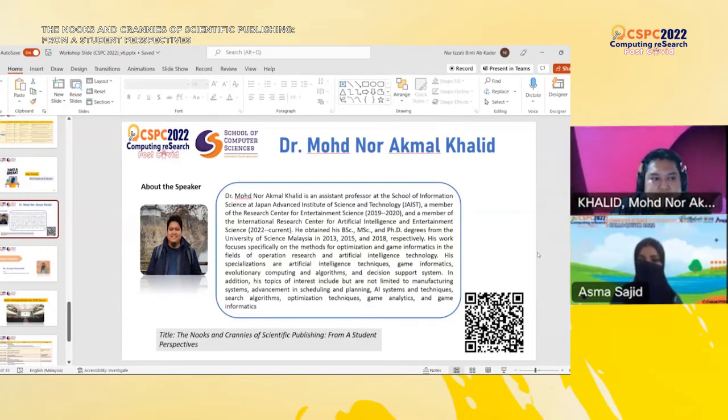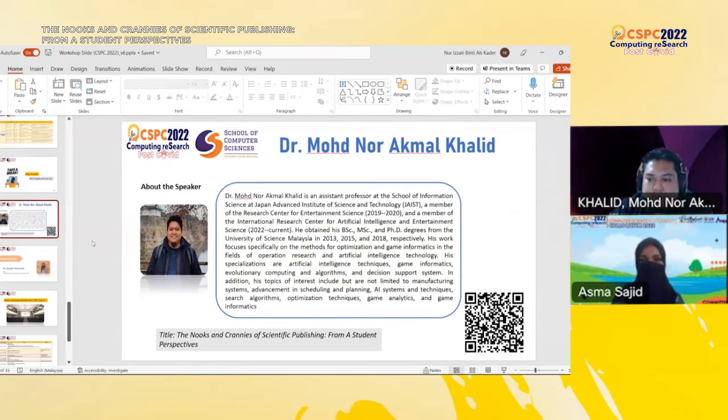Also, Victor, you can use your e-library of USM to search Scopus databases. It has access for USM students. If you go through that, I think you can access it.